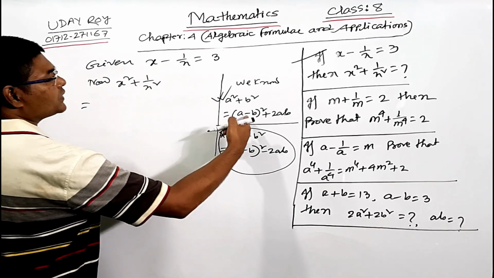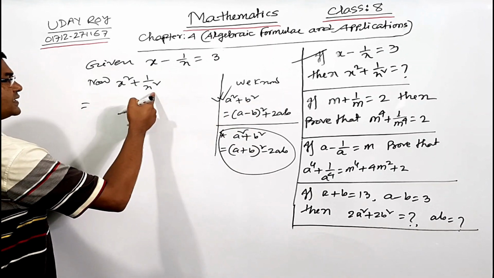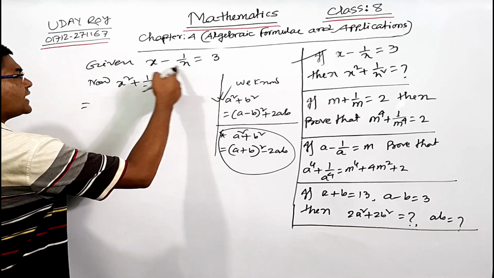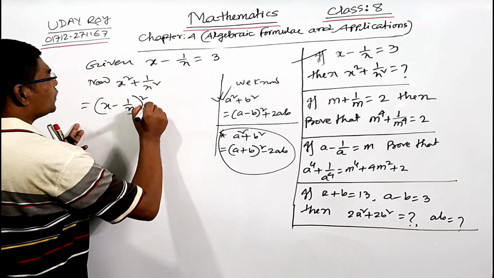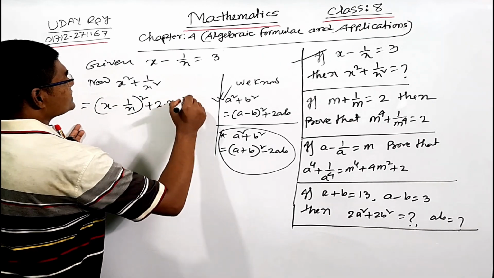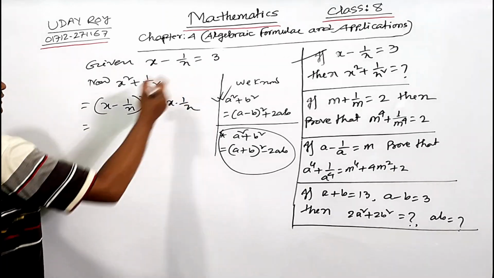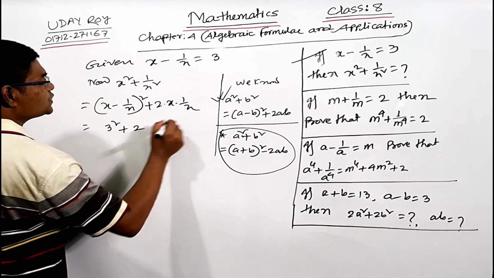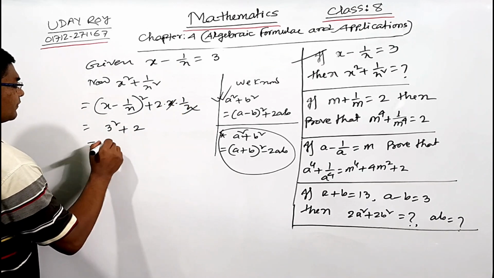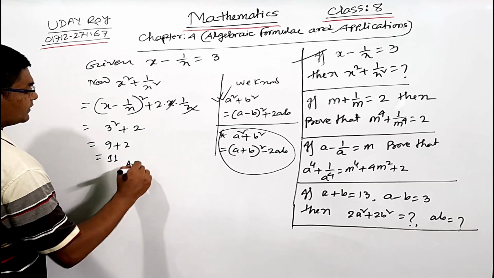For this we have to use this corollary. This is a square, this is b square, this is a square, this is b square. So this is a, this is b. It will be a minus b whole square plus twice ab. Now x minus 1 by x equal to 3. Here is the square, here is plus 2, cut. 9 plus 2 equal to 11.